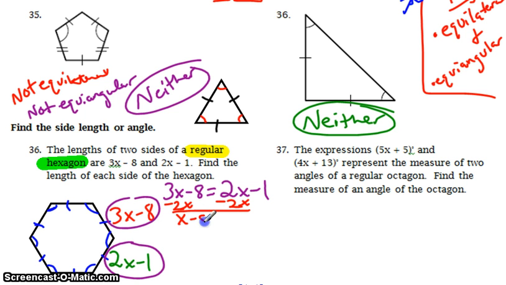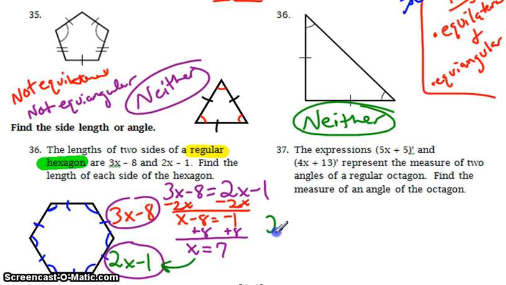So x minus 8 is equal to negative 1. And then let's add 8 to both sides. So x is equal to 7. Now is that my answer? No, because they don't ask me for x. They ask me for the length of each side. So that means I need to plug x into one of these and figure out what it gives me.